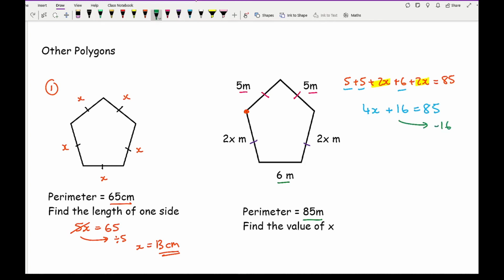So take away 16, which gives me 85 take away 16, so that's going to be 69, so 4x equals 69, and then I've just got to divide by 4, which might not necessarily give me a nice number, but you should still find out. So here I've got 69 divided by 4, and that gives me an answer of 17.25 in meters, and that's my final answer.